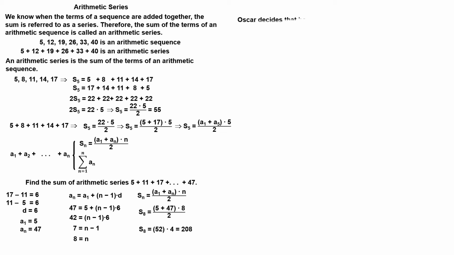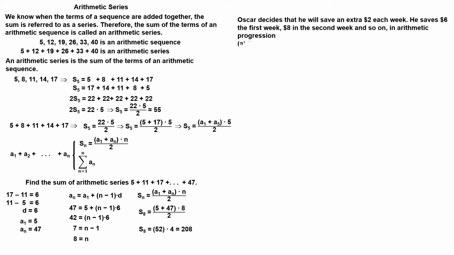Oscar decides that he will save an extra $2 each week. He saves $6 the first week, $8 in the second week, and so on in arithmetic progression. How much will he have saved over the first 13 weeks? How long will it take him to save $300?